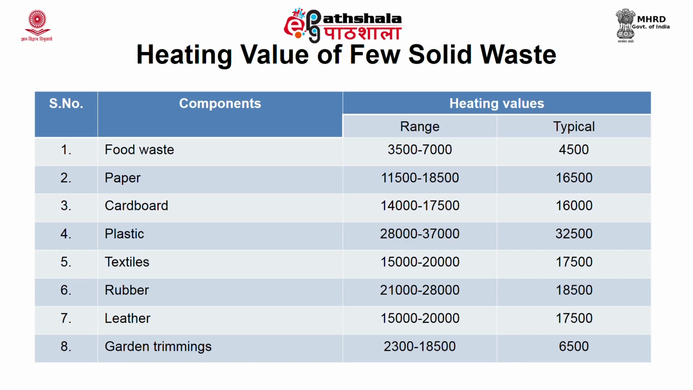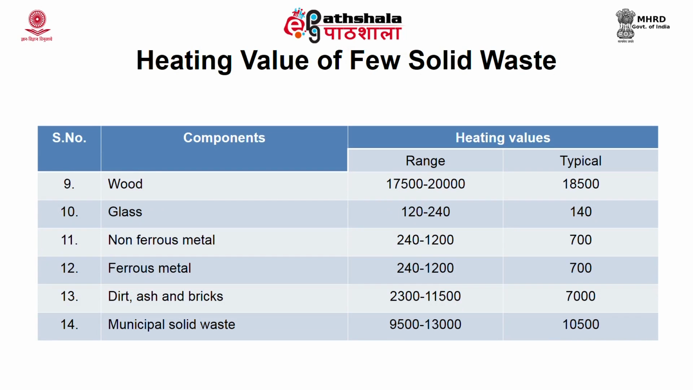Now, this table provides you the heating value of a few of the solid waste materials. If you see the food waste, the heating value typically ranges from 3500 to 7000 kilojoules per kg. Likewise, the heating value of paper ranges from 11500 to 18500 kilojoules per kg. Cardboard typical heating value is around 16,000 kilojoules per kg, and plastic and textile range from 32,500 to 17,500 kilojoules per kg. Likewise, you also have heating values of other materials like rubber, leather, garden trimmings, wood, glass, non-ferrous metals, ferrous metals, dirt, municipal solid waste, etc. Now, the heating value of a mixture of commingled waste or municipal solid waste ranges from 9,500 to 13,000 kilojoules per kg, with a typical value of 10,500 kilojoules per kg.